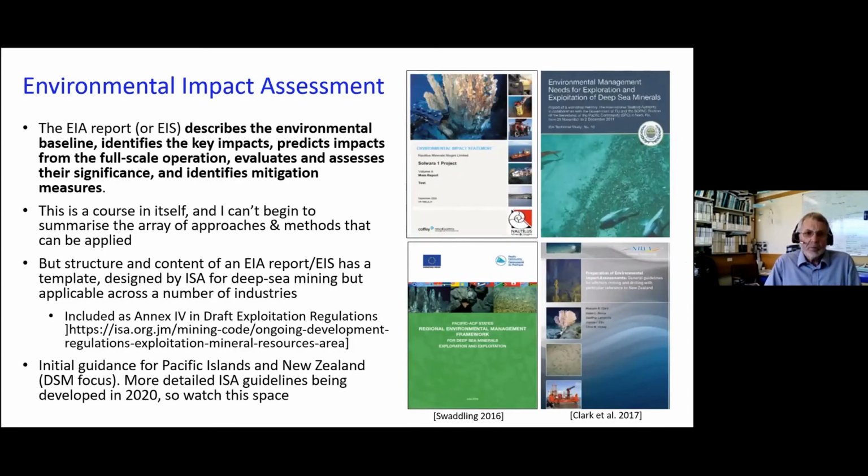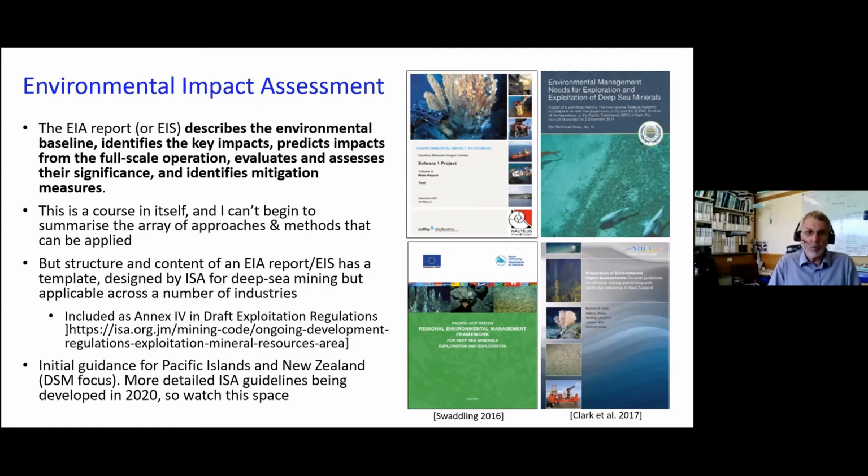Okay, so moving quickly on to the environmental impact assessment phase itself. What the report has to do, which embodies the EIA, is it describes the environmental baseline, identifies the key impacts, predicts impacts from the full-scale operation, so scaling up from whatever smaller scale work has been done into what the full extraction or exploitation might look like. And it then evaluates and assesses the significance of those impacts and identifies mitigation measures. I'm not going to cover this at all.